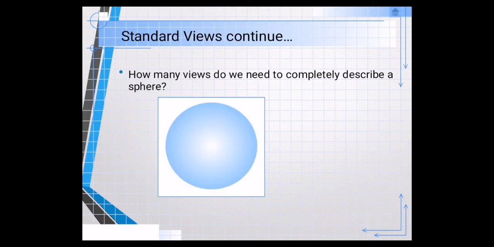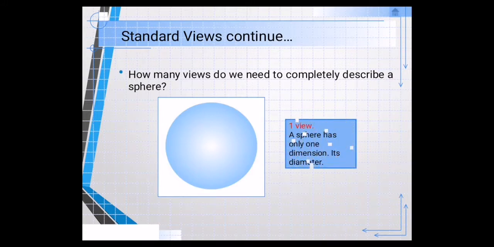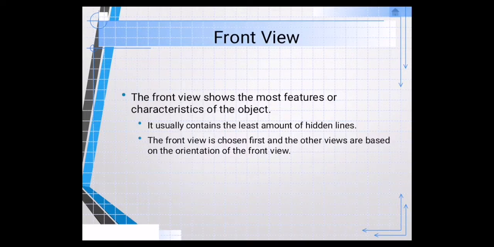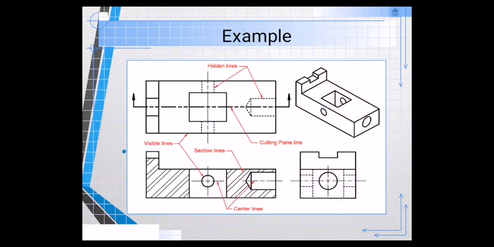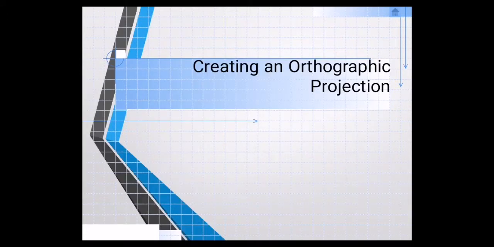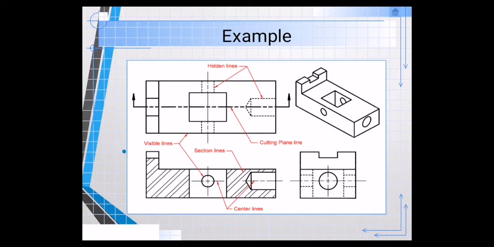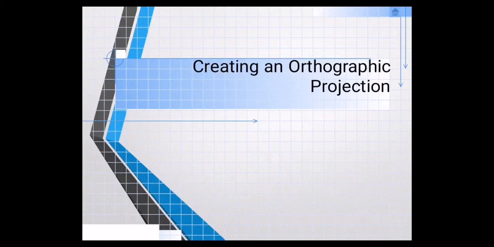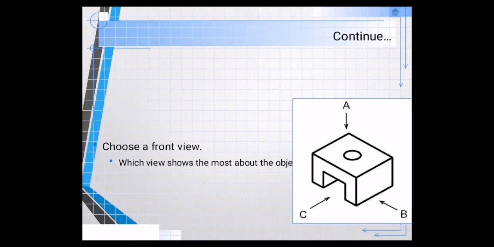Another example: how many views do we need to completely describe a sphere? Think about this. Only one view, that is a circle, since it has only one dimension. Similarly, for the front view, we have to take this first object. This is our problem: given a pictorial view, we have to draw these projections. So just see how to draw this object.